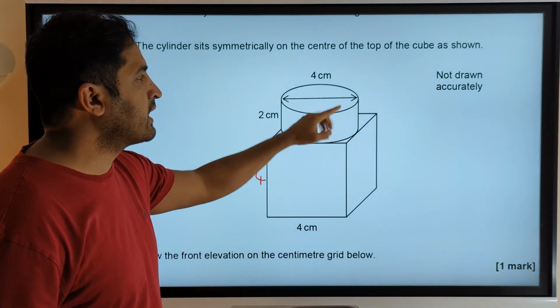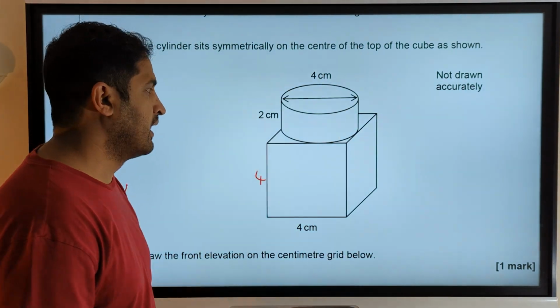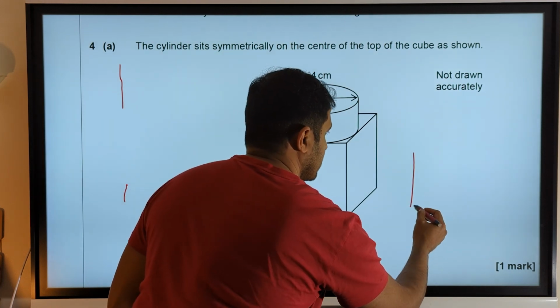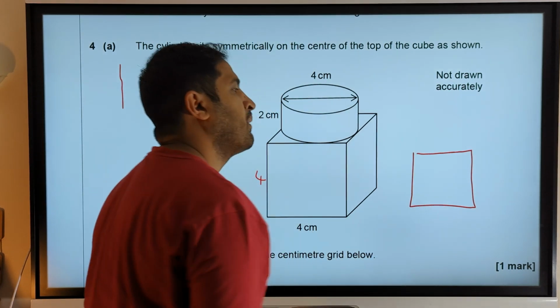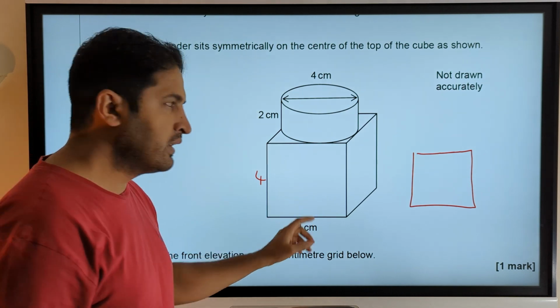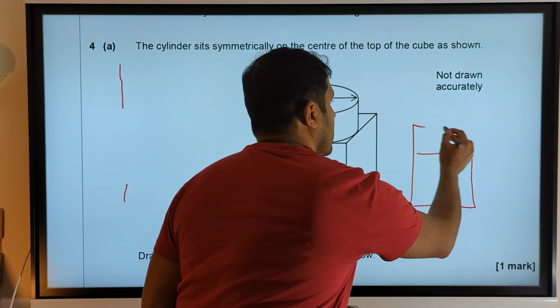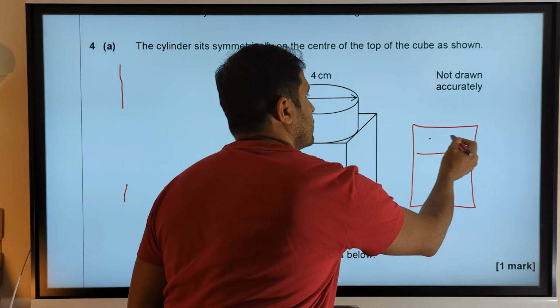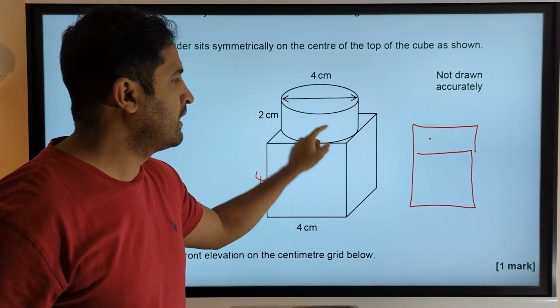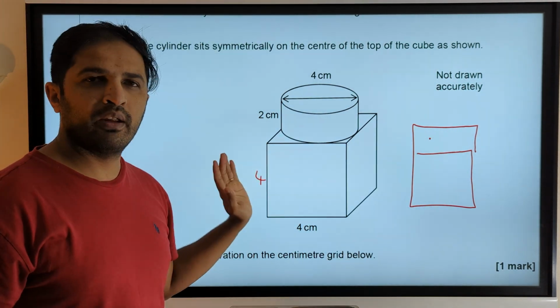The same way, you can't see the curved part. So all I see here is this 4 by 4 square from the front, and then a 2 by 4 rectangle. So this represents your cylinder at the top, and that represents that if you look at it from that view.